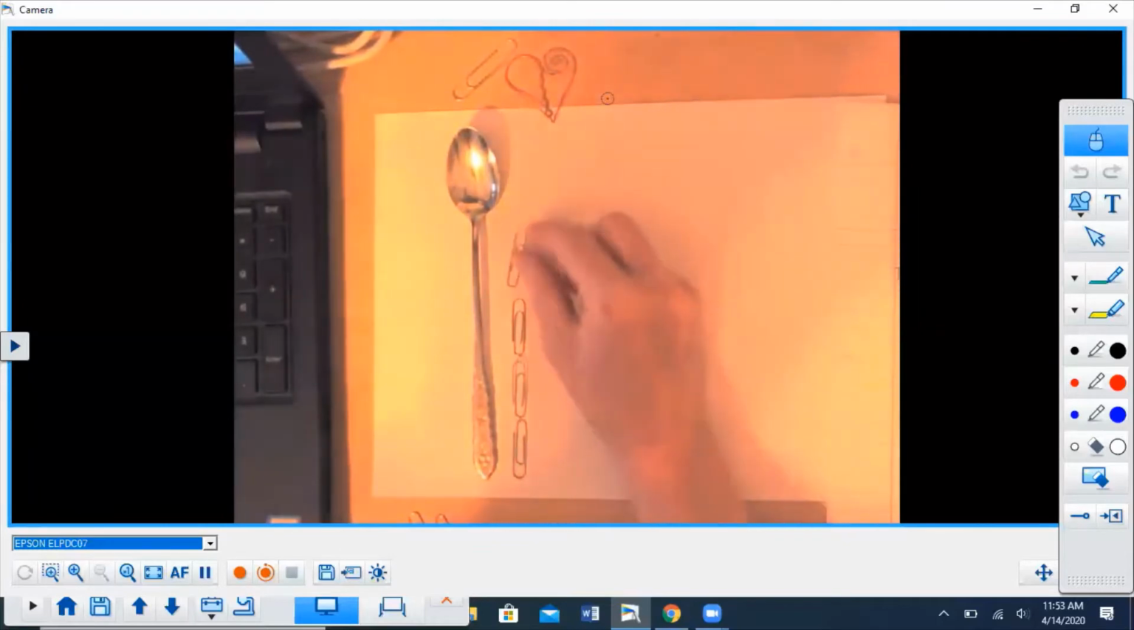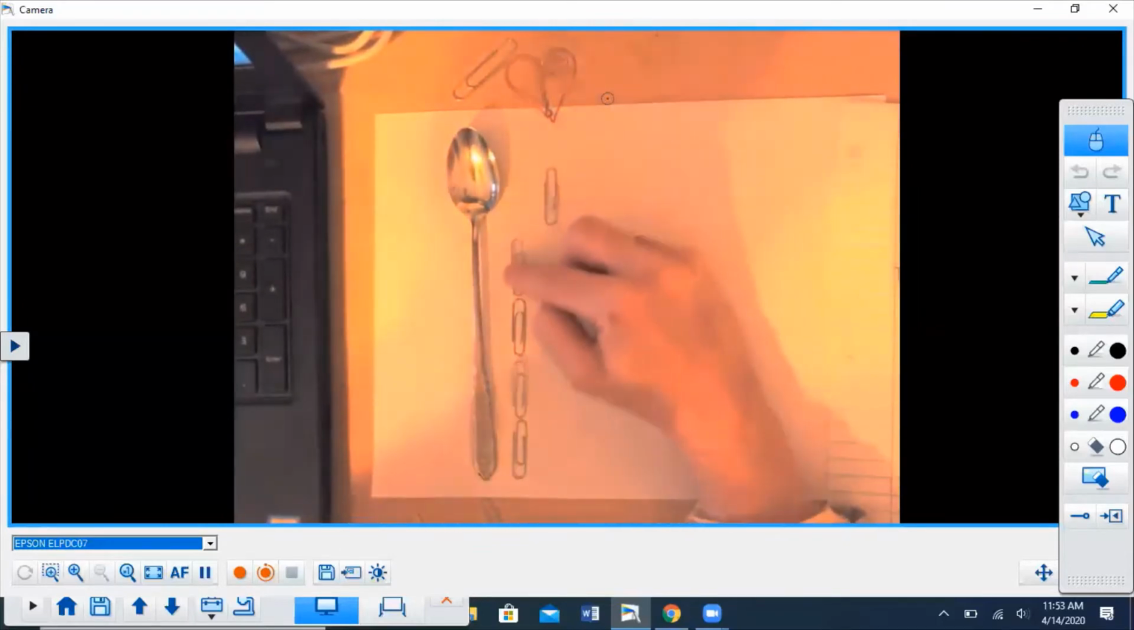When you're measuring for math, start at the end. No gaps or overlaps, line them up end to end. When you're measuring for math, start at the end.